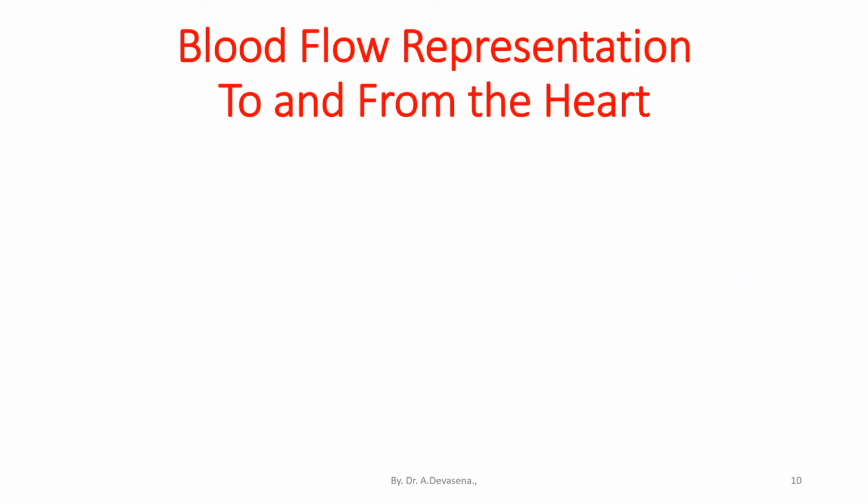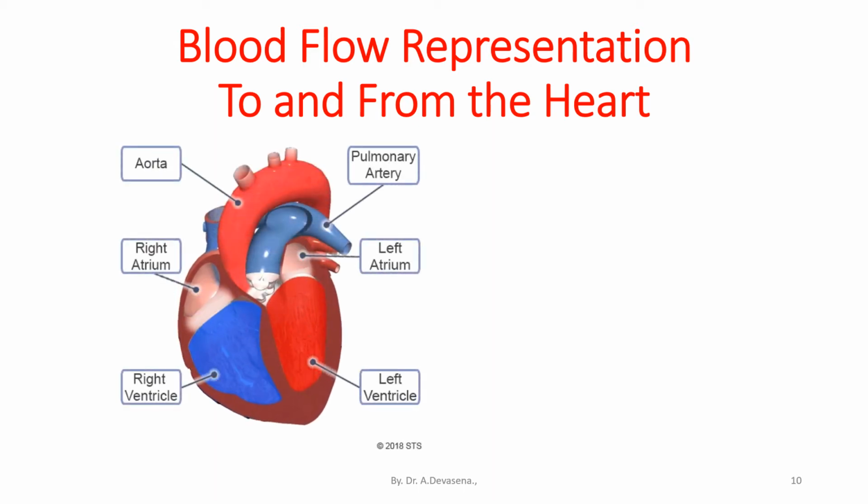Blood flow representation to and from the heart is shown here. In this diagram, impure blood is collected from all parts of the body. That impure blood is poured into the right atrium. From the right atrium, it is poured into the right ventricle, and through the pulmonary artery, the impure blood is carried to the lungs, where the purification process, that is gas exchange, takes place, and the oxygen that is present in the lungs is transferred to the blood. Now the blood gets purified.